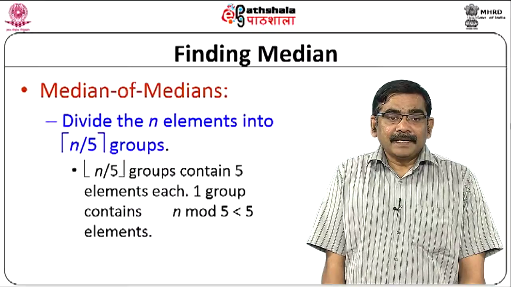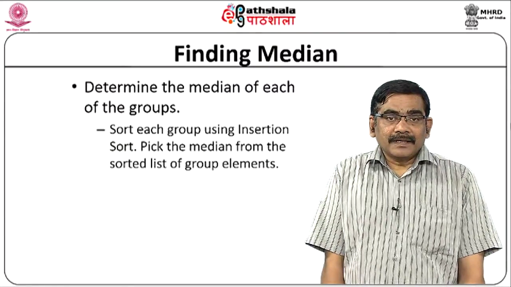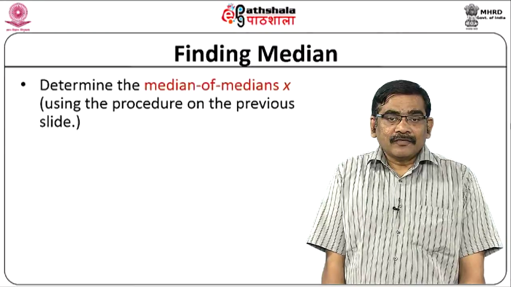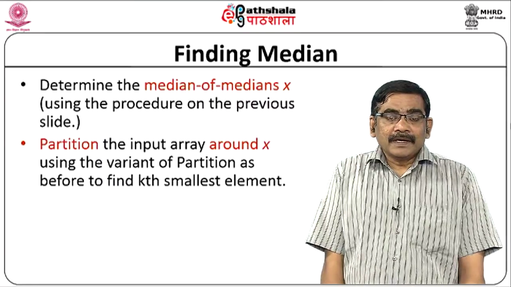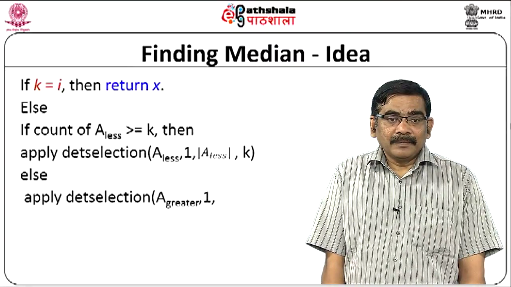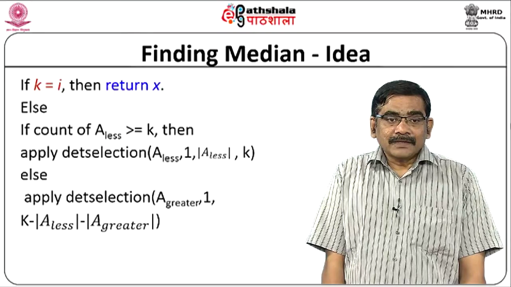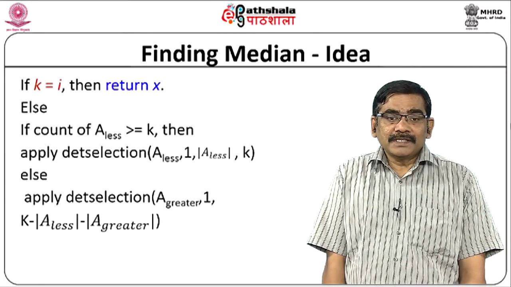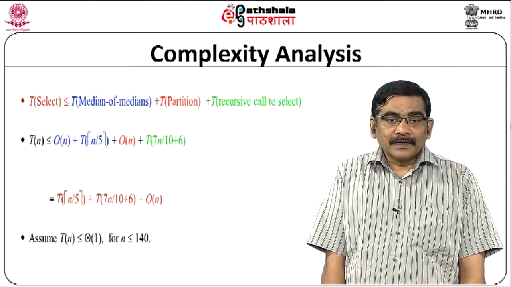Try to divide n elements into lists of 5, giving n by 5 groups. If there are excess elements fewer than 5, they go as a separate group. Determine the median of every group. Then once you have the medians, you find the median of all the medians. Once you have that, you can partition around it. Again, using a similar procedure by recursing on A less and A greater, we can find the median. It is a deterministic median algorithm which guarantees order of n.